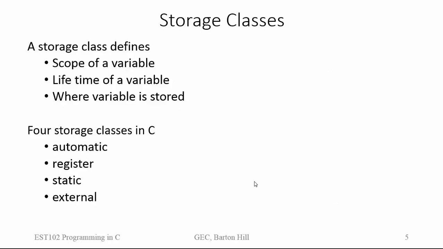Now we will see what a storage class is. Like a data type, every variable is also concerned with a storage class. A storage class defines the scope of the variable, the lifetime of a variable, and where the variable is stored, or the location where the variable is stored. So remember these 3 points. Then there are 4 storage classes in C: automatic, register, static, and external. So we will see each one of them.